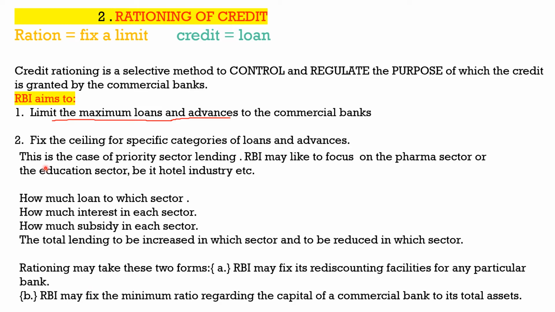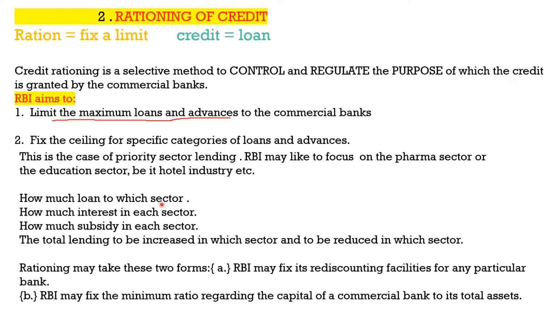Now, the second point is it also fixes the ceiling for specific categories of loans and advances. These loans and advances will be put into many categories, and for every category, for every sub-classification, a different ceiling will be fixed. This is the case of priority sector lending. The priority sectors will have different limits, and the non-priority sectors will definitely have different limits. RBI may like to focus on the pharma sector or the education sector or the hotel industry, tourism, education. There are so many sectors. So wherever RBI wants to focus, they will have a liberal ceiling and others may not.